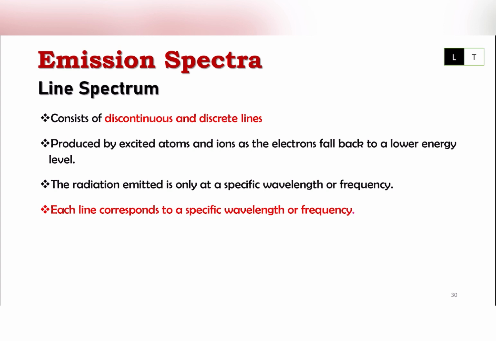This is because line spectrum is produced by excited atoms and ions as the electrons fall back to a lower energy level. At this point, the energy of electron is released. So the radiation is emitted at only a specific wavelength or frequency. Last but not least, you should know that each line corresponds to a specific value for its wavelength and its frequency. This is the value that you need to find out later on.